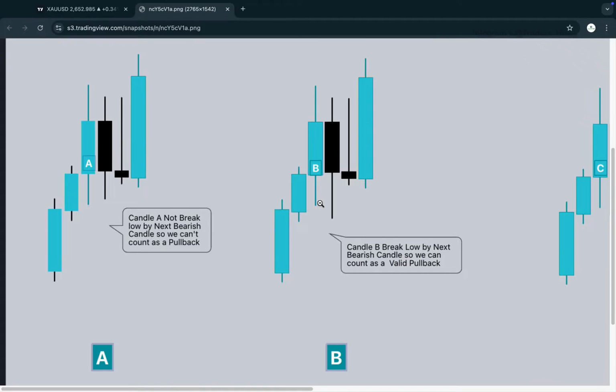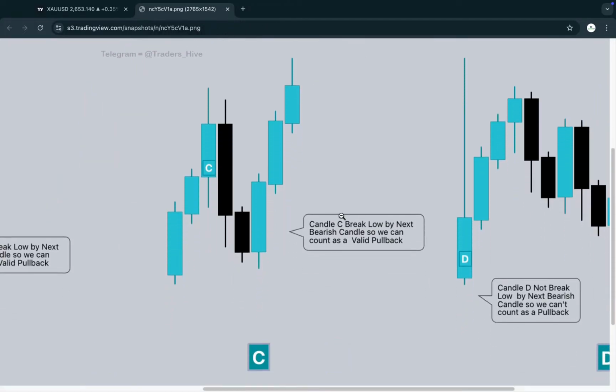So these 2 diagrams show that the first one is an invalid pullback and the second one is a valid pullback. Now let me show you a few more stories of how we can consider a valid pullback. In diagram C, the market continues pushing higher highs and creates 3 continuous bullish candlesticks. After that, this black candle breaks the previous candle low, and the next black candle also breaks the new low. It means the market goes a little bit downside, a deeper pullback, and after that the market again continues higher highs, so we can also count this as a valid pullback.